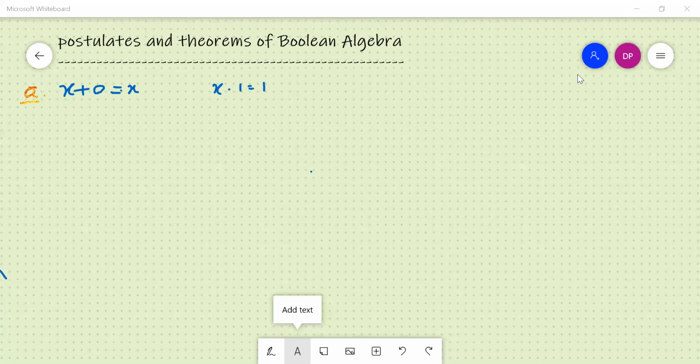So let's make a note of what we have learned last time. X or with 0, what will be the answer? X or with 0 is X, right? So any variable or with 0, the answer will be the same variable. So any variable X and with 1 will give us what? It is X, not 1.